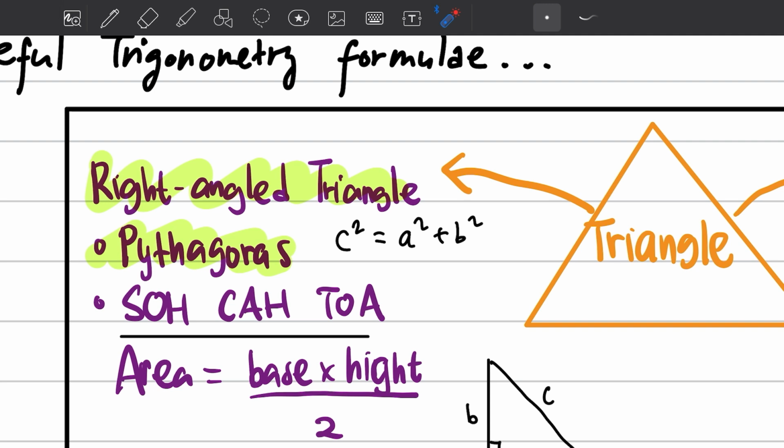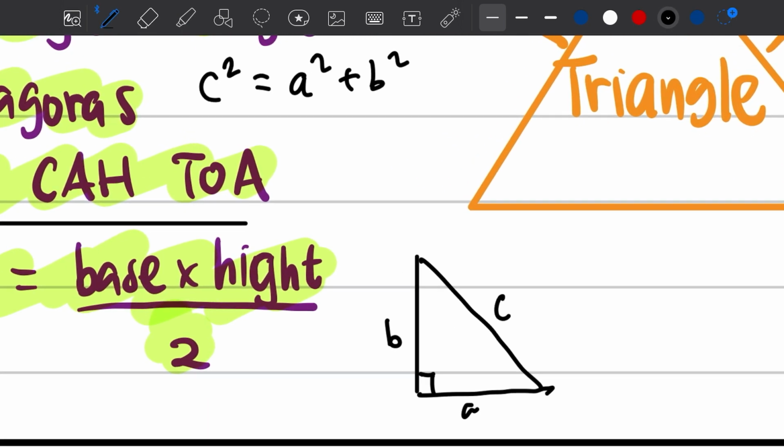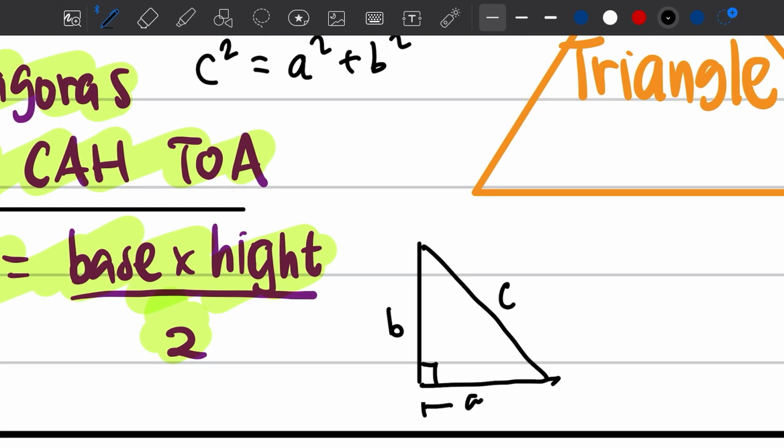The second formula is the SOHCAHTOA formula, which is sine theta, cos theta, and tangent theta, that we're going to discuss soon. And the third one, if you are asked to find the area of the right angle triangle, just use this formula, base times height over 2. This is the base, this is the height, and then just divide by 2. You can say like a times b over 2, same thing.